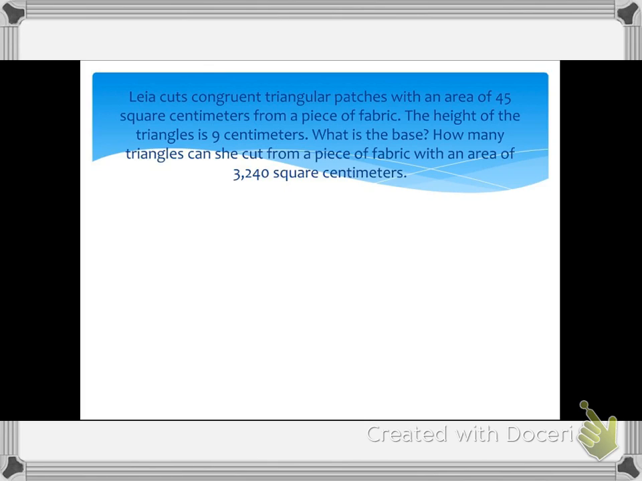Now this question is a two-parter. First, we're going to find the base of the triangle, and then we've got to do something else with that information. Leah cuts congruent triangular patches with an area of 45 square centimeters from a piece of fabric. The height of the triangles is 9 centimeters. What is the base? So let's take care of that first. Area is 1/2 base times height is the formula I'm going to use. We know that the area is 45. Our constant 1/2 stays the same. The height of the triangles is 9 centimeters. So our base is here, and then this is our height.